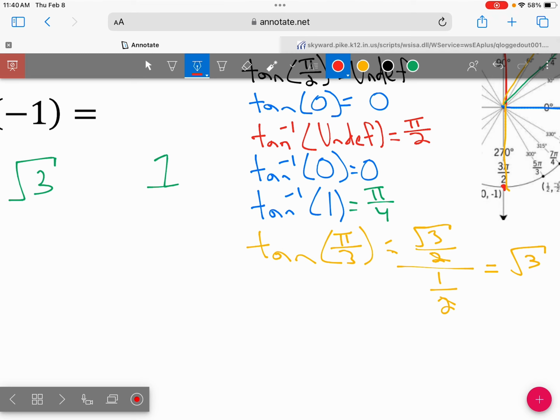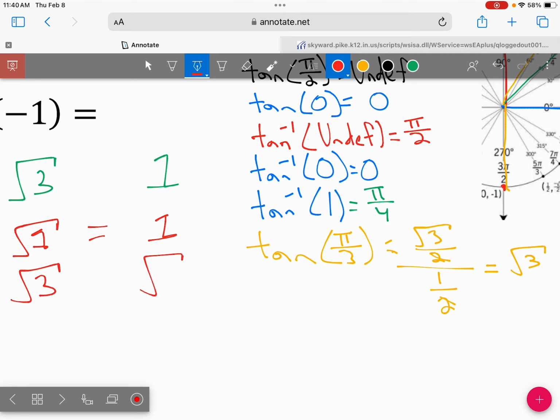Before I answer that question, I'm going to ask you another question. What's bigger, root 1 or 1? Same. Yep. Remember, the square root of 1 equals 1.